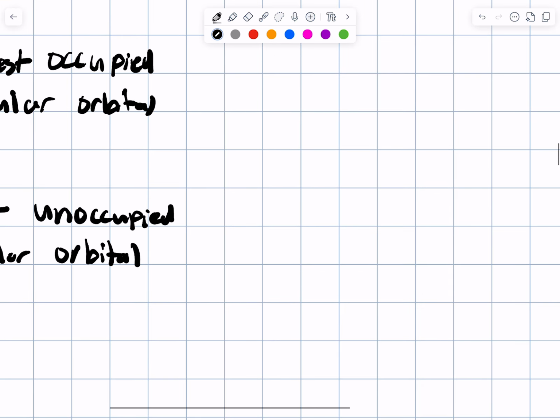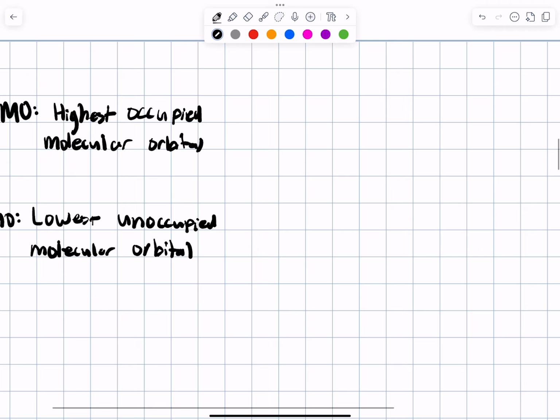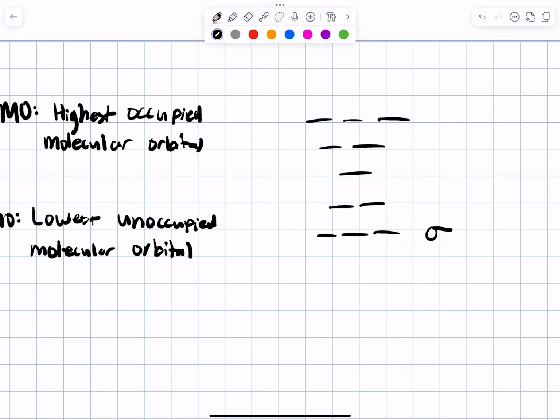What these look like is on some molecular orbital diagram. I'm going to make something up here. We've got some orbitals: maybe we've got sigma orbitals, a pi orbital, a non-bonding p orbital, a pi star, a sigma star, and we've got to populate this with some electrons. This is just an example; I'm not looking at any particular molecule or atom at the moment.